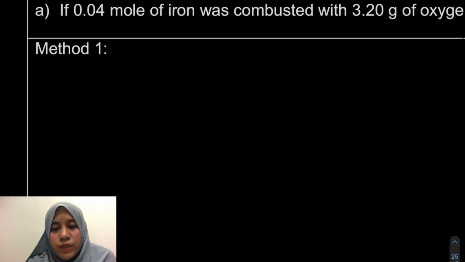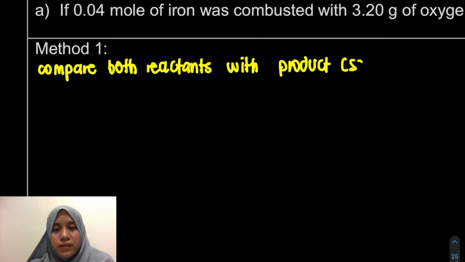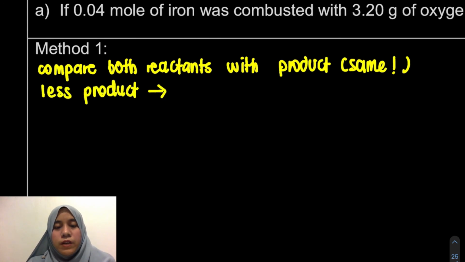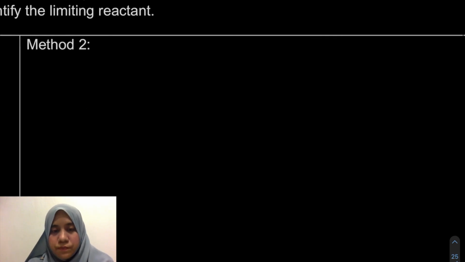Okay, so method 1, if you still remember, is where we compare the reactants with the product. We compare both reactants, but they do not react with each other, only with the product. Only one product and it must be the same product. The reactant that forms less product is your limiting reactant. The one that forms more product is your excess reactant.